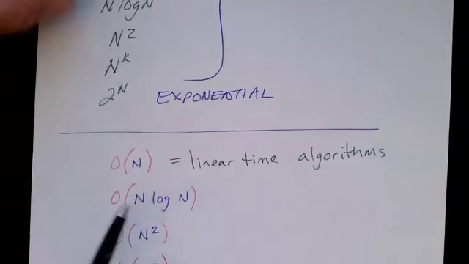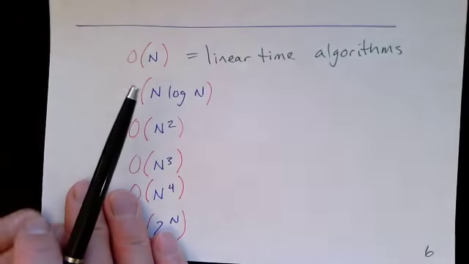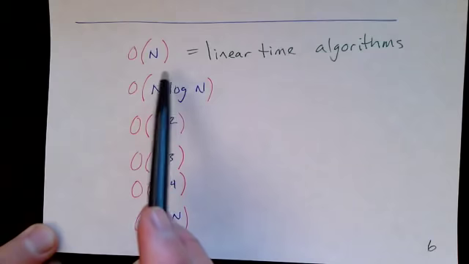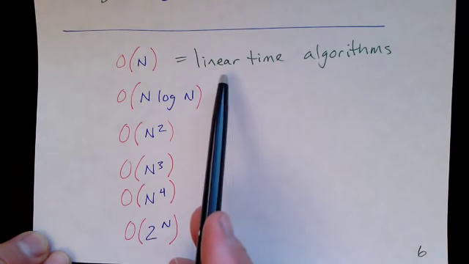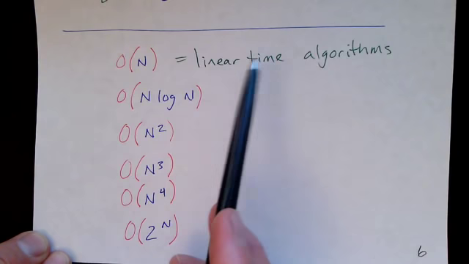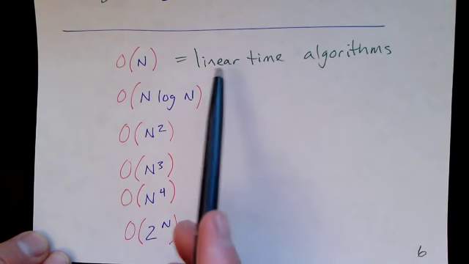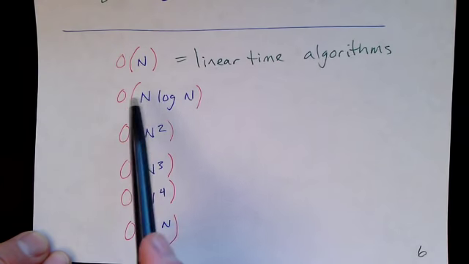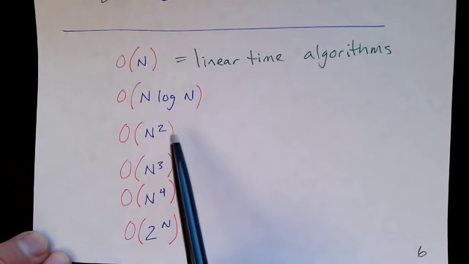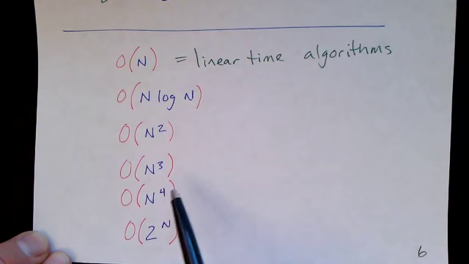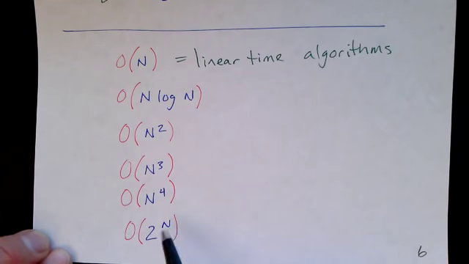And so, corresponding to each of these, we have the order classes. So order n means a linear time algorithm. In other words, an input that's 3 times as long will take 3 times as long to run. N log n is a common complexity class. N squared, n cubed, occasionally n to the 4th. And then we jump to exponential algorithms.